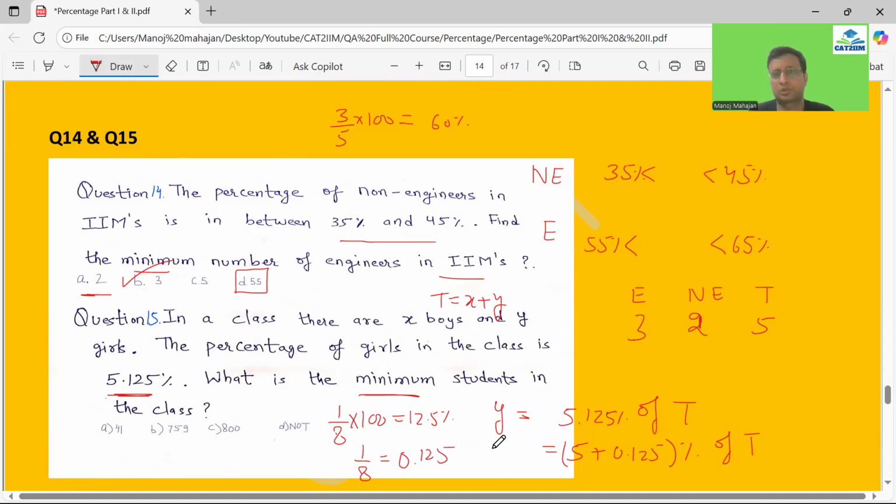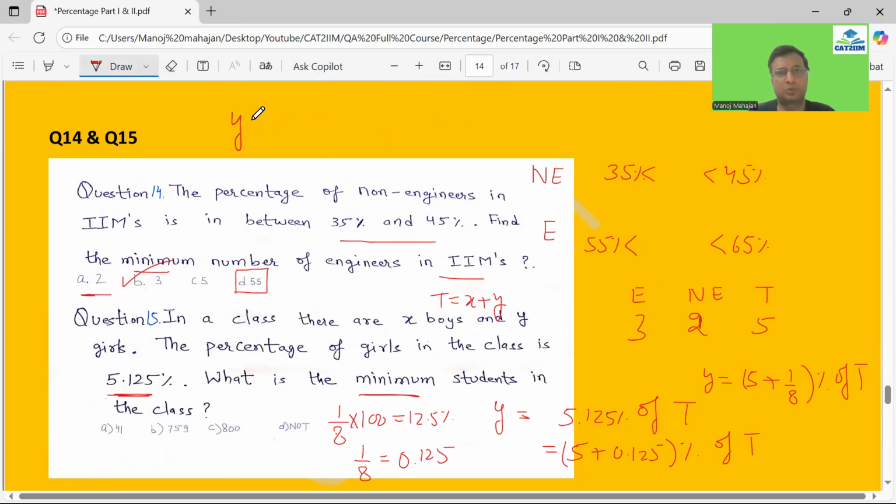0.125. So what I can do is, y is equal to 5 plus 0.125, which I'm writing as 1 upon 8. So now it becomes pretty easy for us to figure out, right? So if you look at the solution out here, finally, let me put it over here.